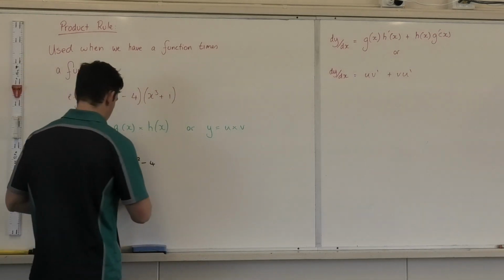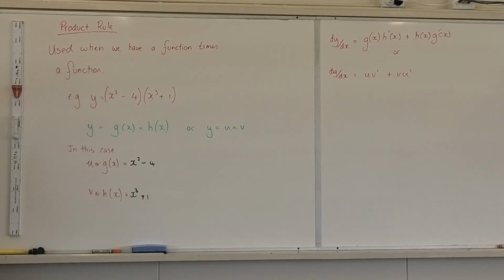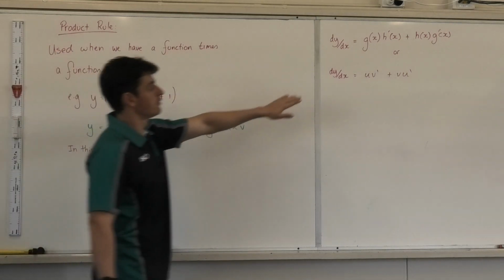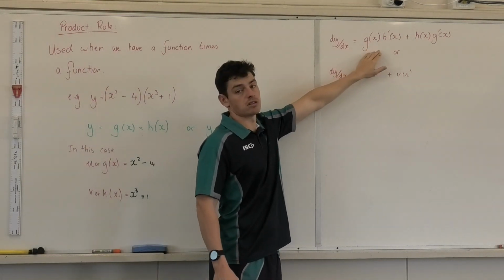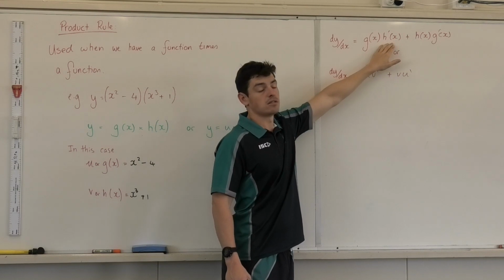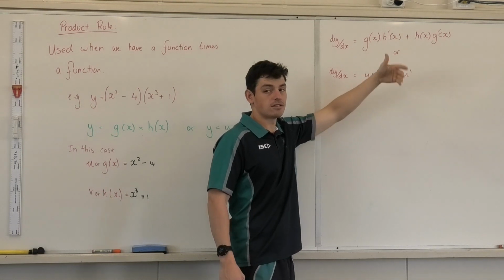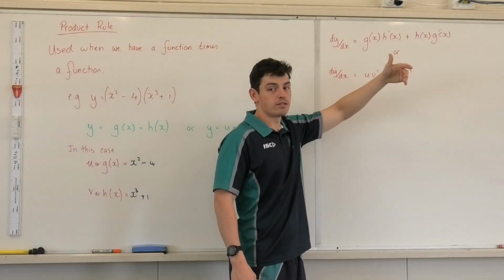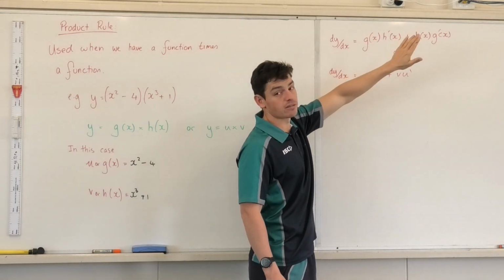So I want you to look at the rule to the right and tell me what I'm going to be doing in a few seconds. Thinking. What am I going to be doing? Ryan, what do you reckon I'm going to be doing? So the derivative of my function is equal to g(x) times h dash. What's that dash mean?